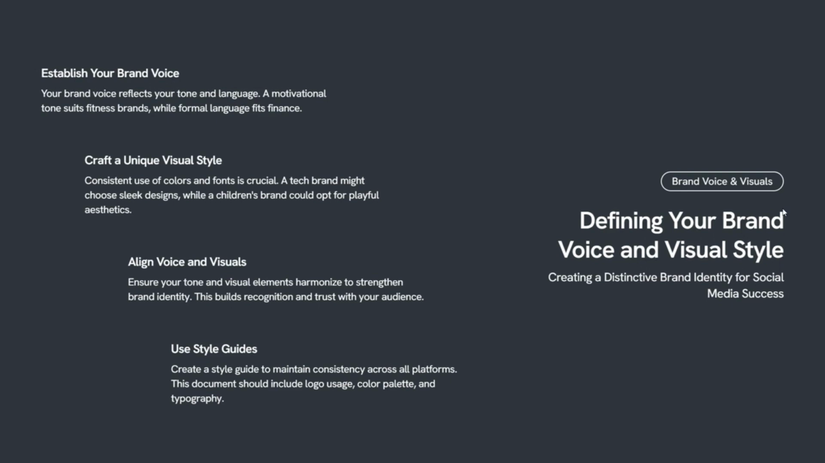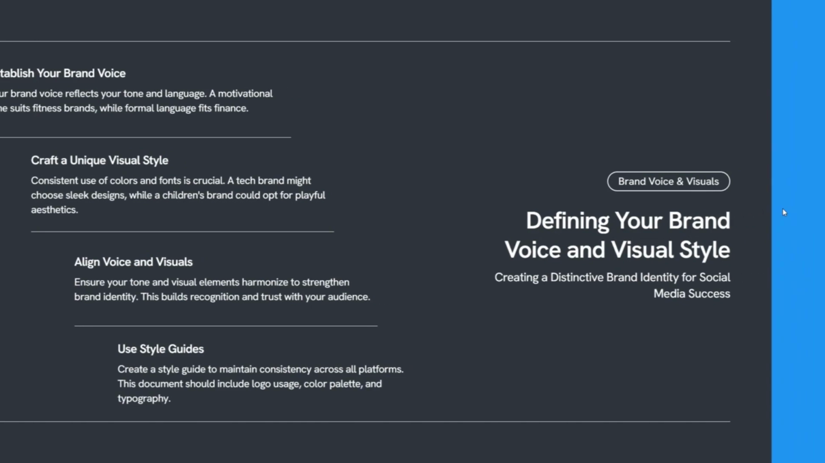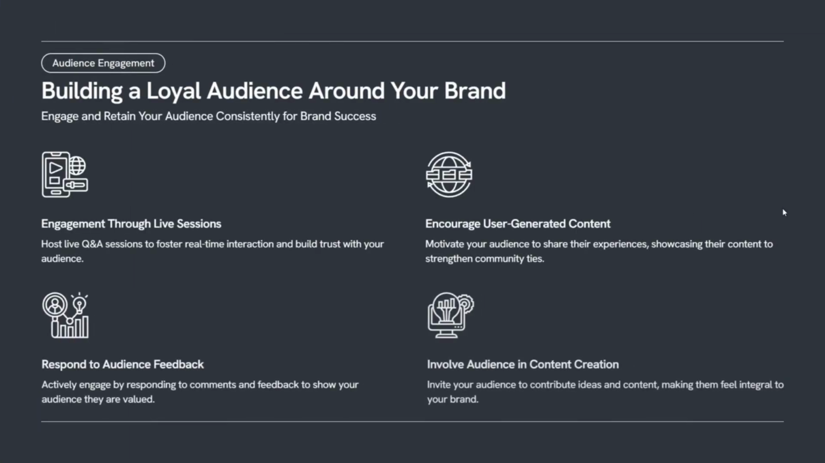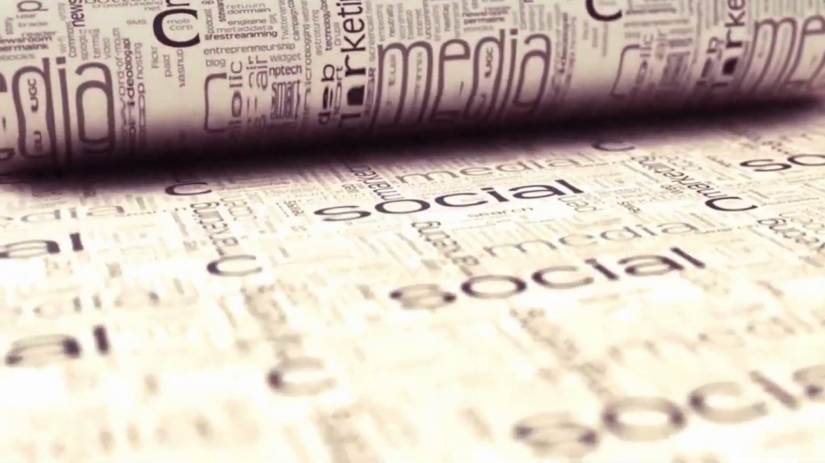You can also use certain styles to create and maintain consistency across all platforms. You can create a cohesive content strategy wherein you're aligning your content with brand identity for maximum impact. You are identifying your target audience, developing content pillars, creating a posting schedule, ensuring brand alignment and monitoring audience engagement. This is a complete picture of content marketing.